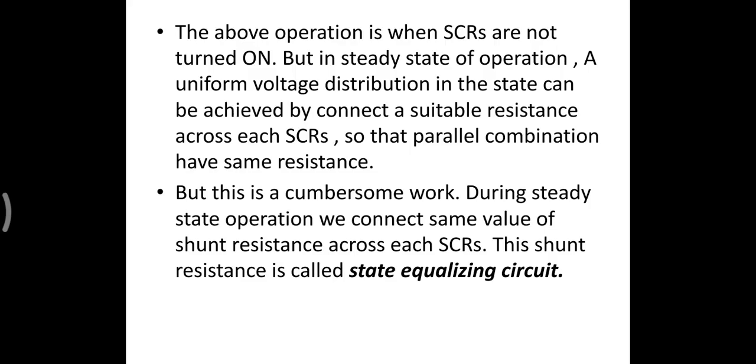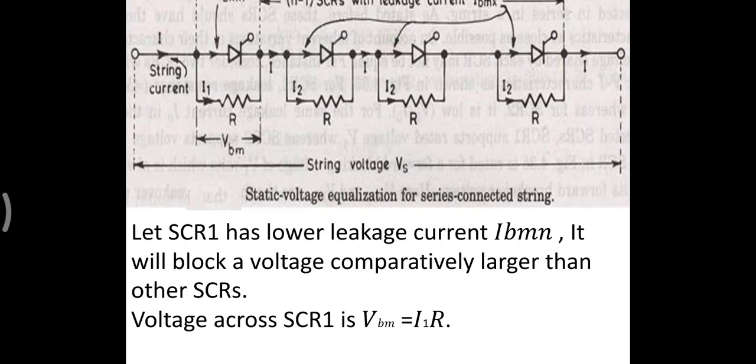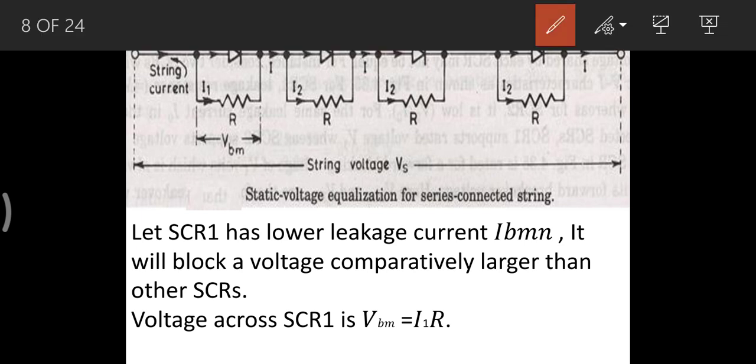How can we achieve this? So our main task is uniform distribution of the voltage across the two SCRs. How can we achieve this? One way is by connecting suitable resistors in parallel with the SCRs. Okay? So see here, this is the circuit diagram for getting the equal voltage across each SCR.